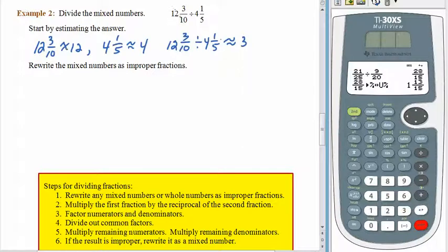All right, first step. Rewrite the mixed number as an improper fraction. 10 times 12 is 120 plus 3 gives us 123 tenths. We still need the division symbol here, so don't jump the gun and try to make some sort of weird reciprocal out of this. 5 times 4 is 20, plus 1 is 21 fifths. And now we can rewrite it. Keep the first fraction the same, 123 tenths, but then multiply by the reciprocal of the second fraction.